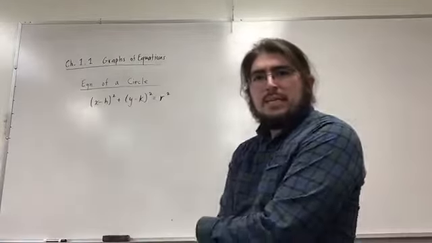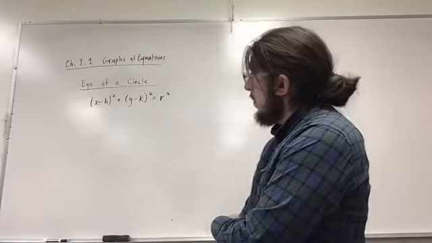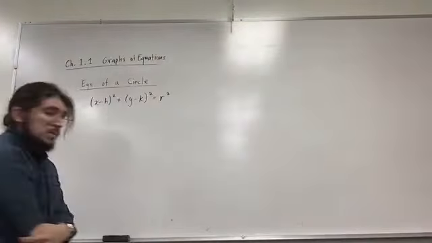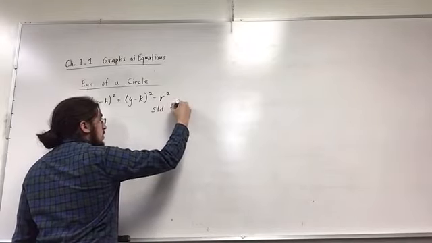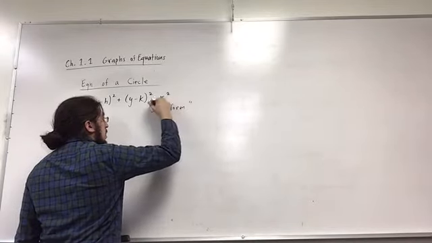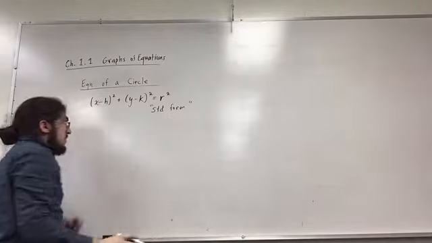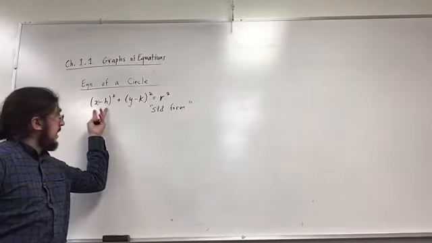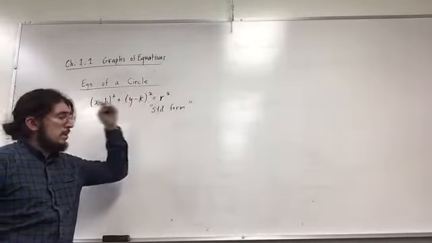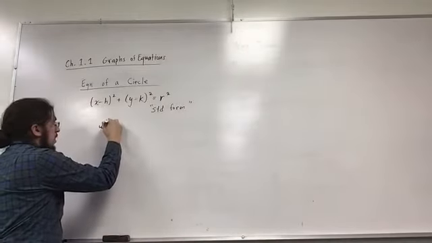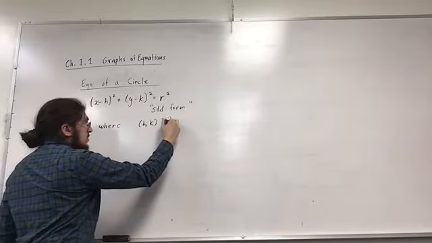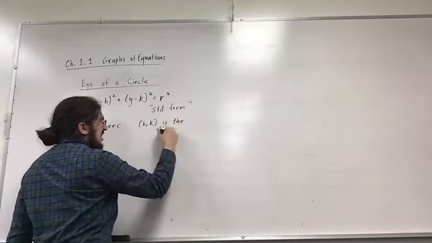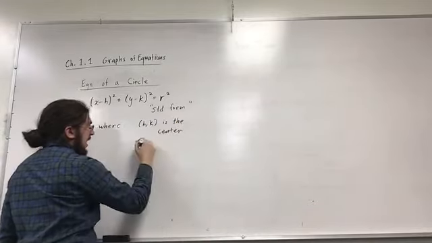Okay, so the last piece here to discuss for chapter 1.1 is the equation of a circle, and this is what is known as standard form. The standard form equation of a circle is, well, it's just this: (x minus h) squared plus (y minus k) squared equals r squared, where the point (h, k) is the center of the circle, and r is the radius.